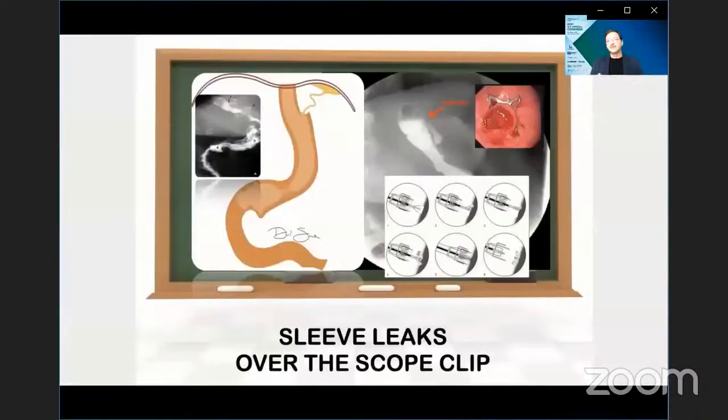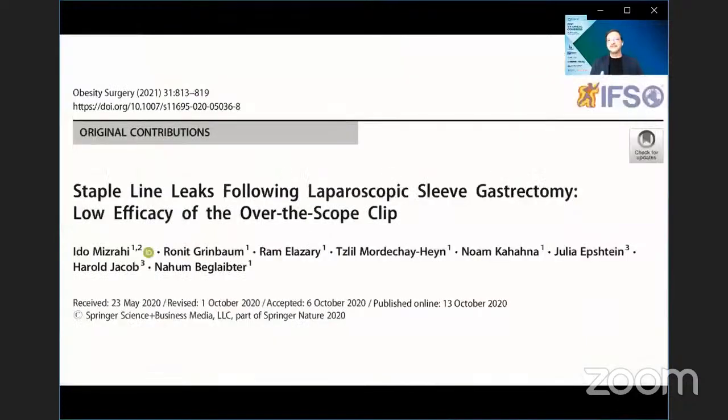There's some publications on that. Also, we have the over the scope clip. That is a very attractive option to do that, but for the reasons I explained of the high pressure system, this seems to be clunking on that.